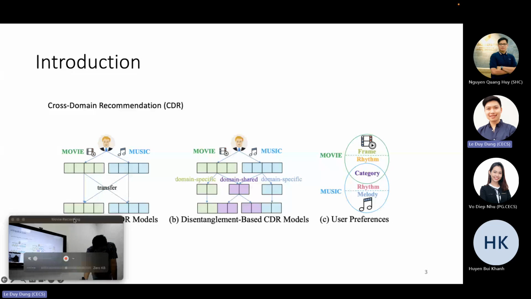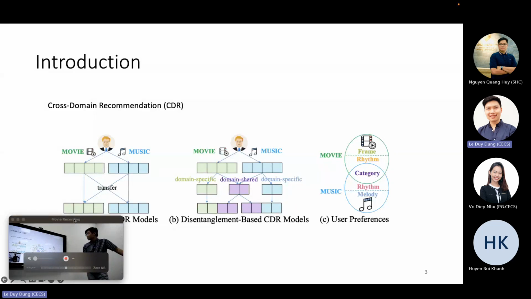So they give an example: category is domain share, but another example is rhythm. Rhythm exists in movies, music, and books, but in each domain it has a different meaning. So I think that's the reason why they name it independent. At a high level they have the same idea, but at a lower level they have more detail and are really different, like rhythm in a movie and rhythm in music.